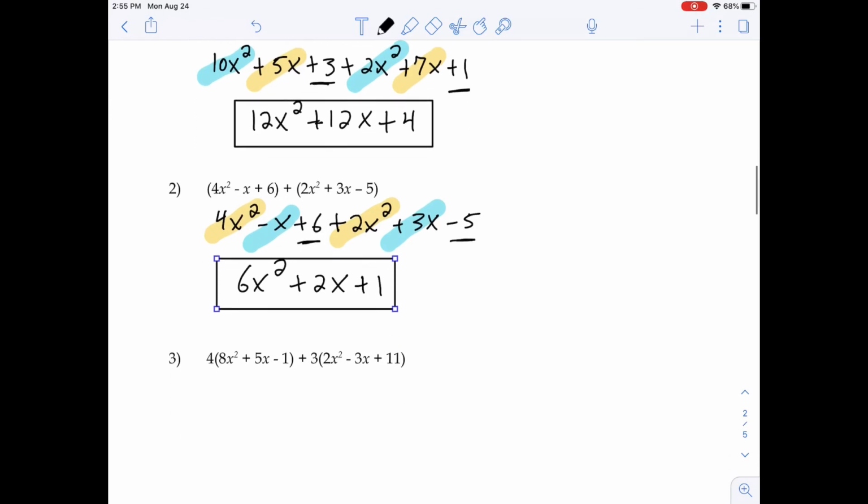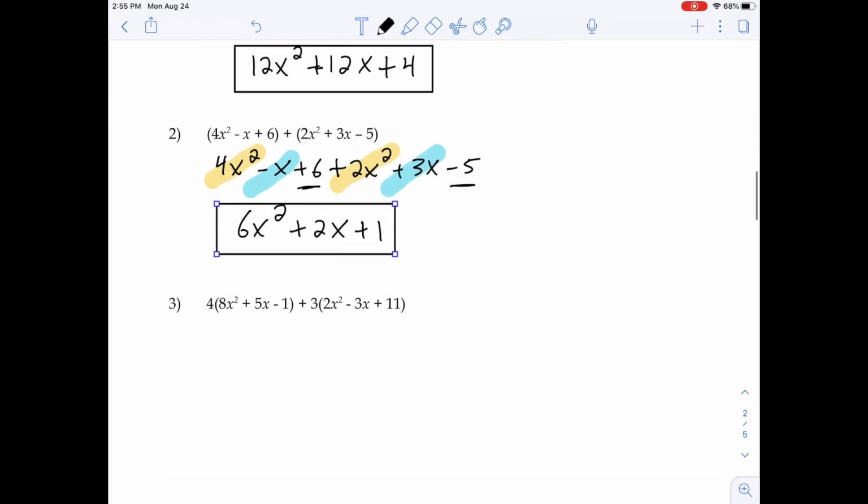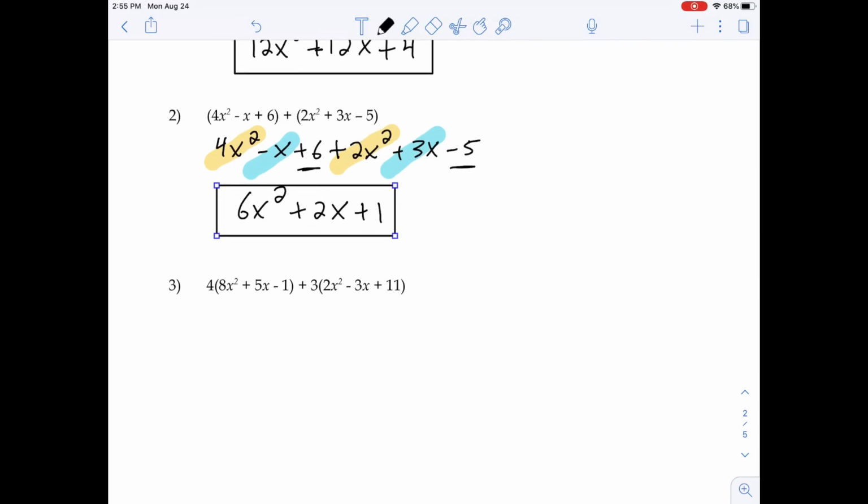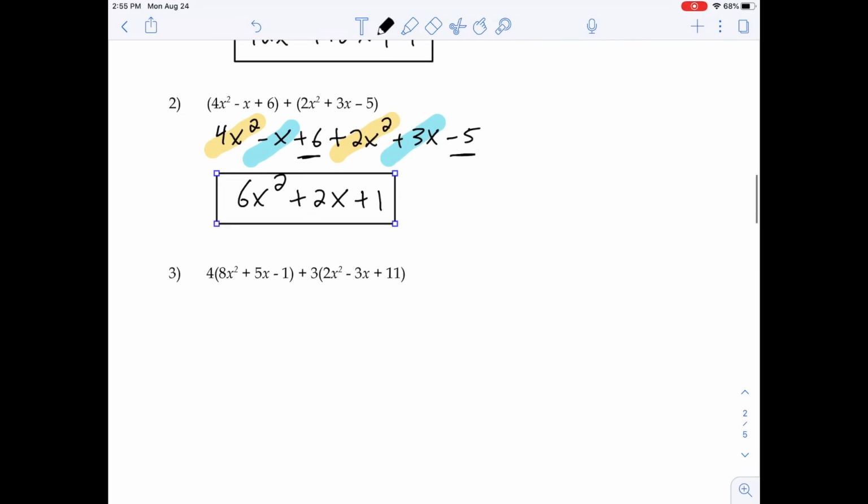All right, and the last one. So you can see here, we do have those coefficients in the front. So I need to go ahead and distribute those. So I have to multiply this 4 times all 3 of these, and then 3 times all 3 of these terms. And by doing that, I get rid of the parentheses as well.